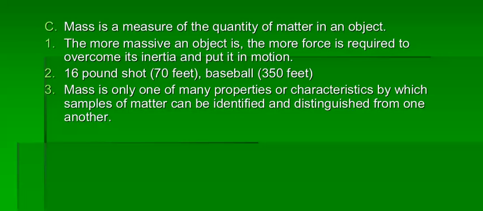The more massive an object is, the more force is required to put it into motion. So if I use the same force on a 16-pound shot and a baseball, the baseball is going to go further because the baseball has less mass than a shot does. We can classify matter based on its mass, but that really doesn't help us too much because a lot of different objects can have the same mass.